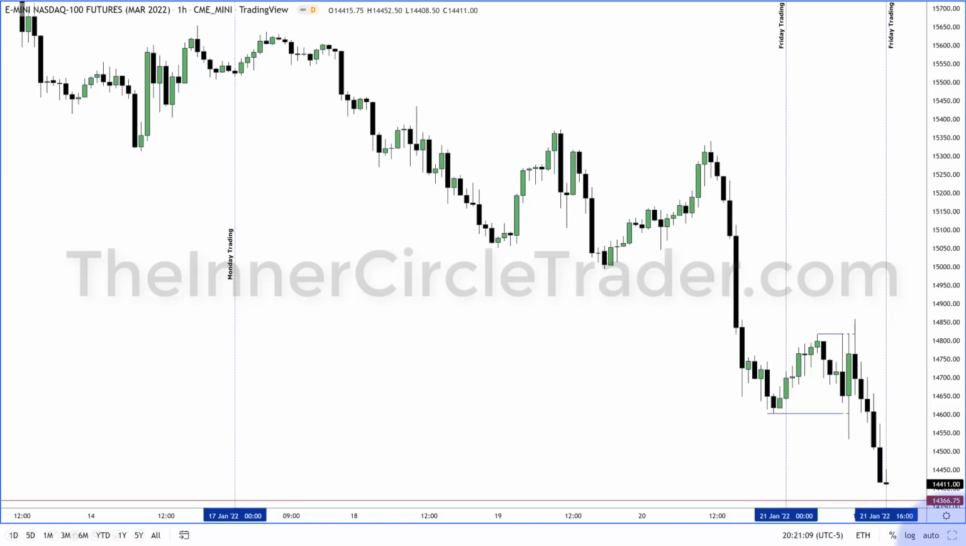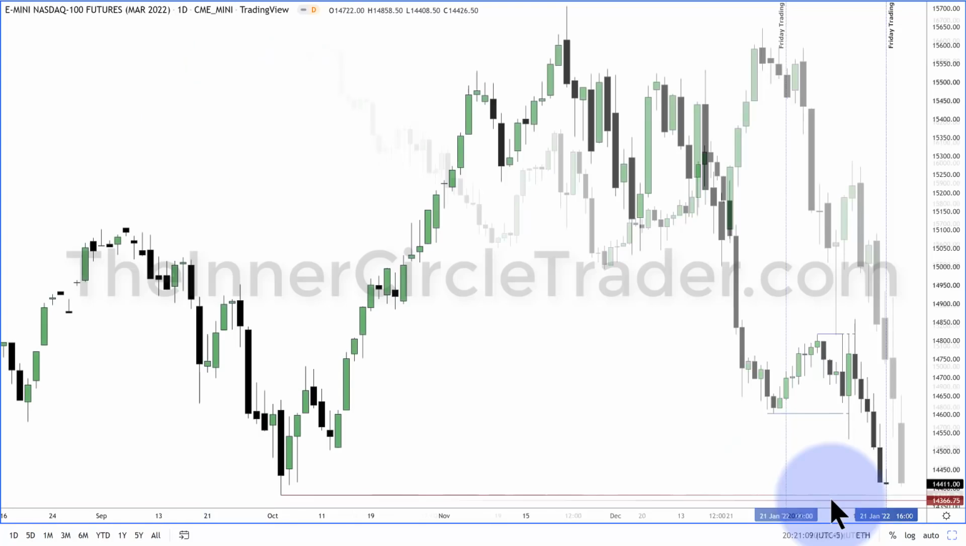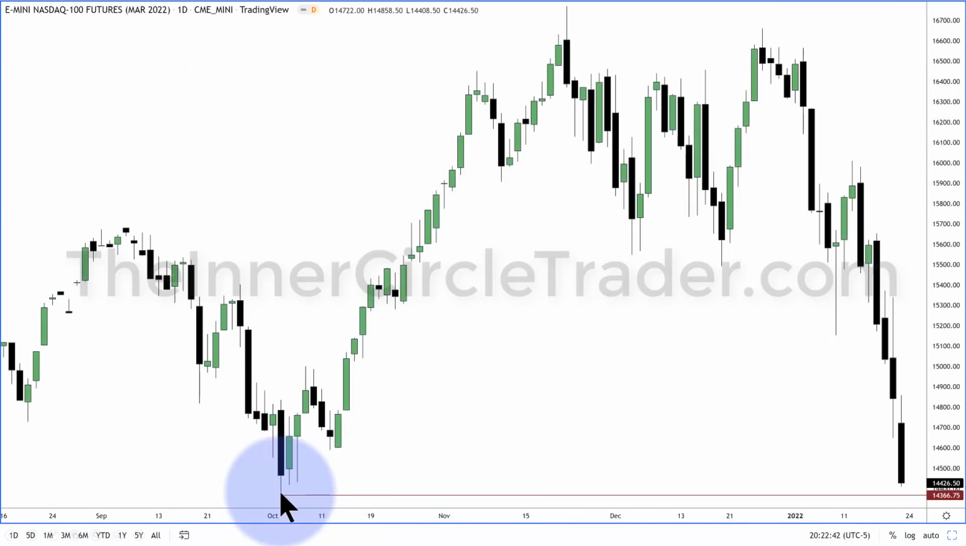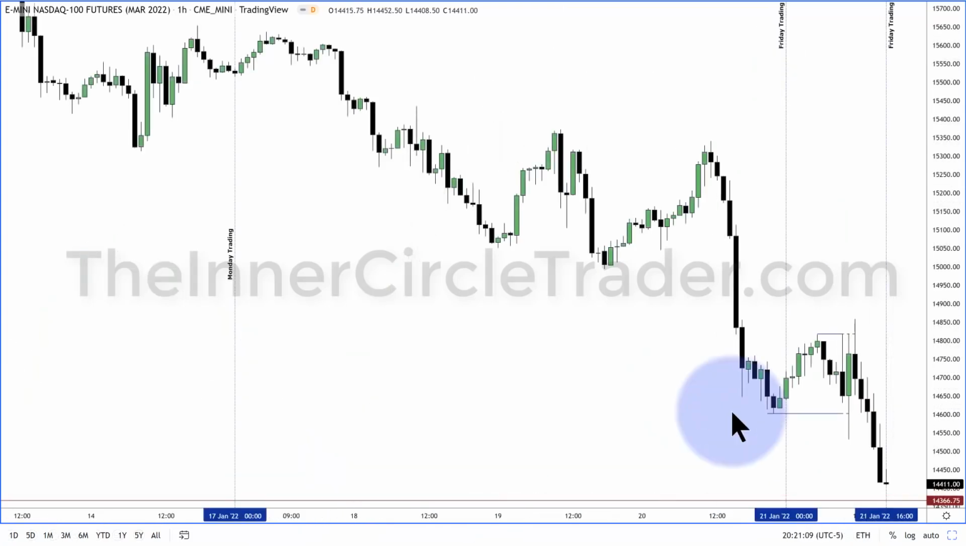So if we know that this level down here is the old daily low, and again, I'm going to take it back up to the chart on the daily chart. That's this low right here, okay? By dropping down into the hourly chart, that level is here. All I'm doing is transposing those daily levels right to this hourly chart.